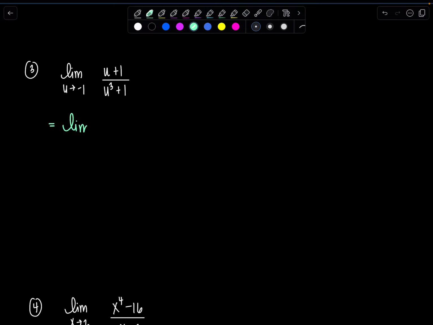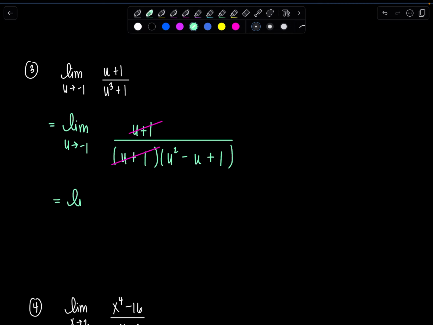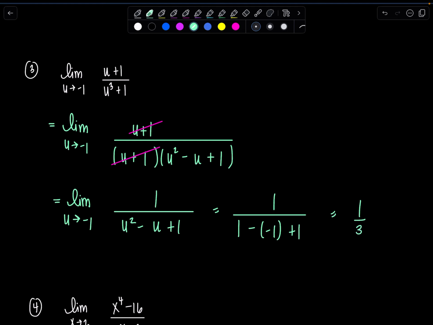So this is the limit as u approaches negative 1 of u plus 1 over, the denominator is a sum of cubes, so same, opposite, always positive: u plus 1 times u squared minus u plus 1. Good? So u plus 1 cancels. I still have a 1 in the numerator, right? Even when everything cancels out. So the limit as u approaches negative 1 of 1 over u squared minus u plus 1. Negative 1 squared is positive 1, minus negative 1 is positive 1, plus 1, so this is 1/3.